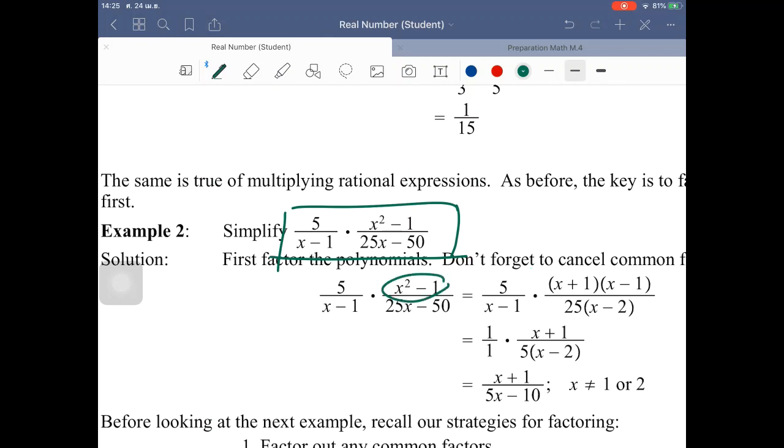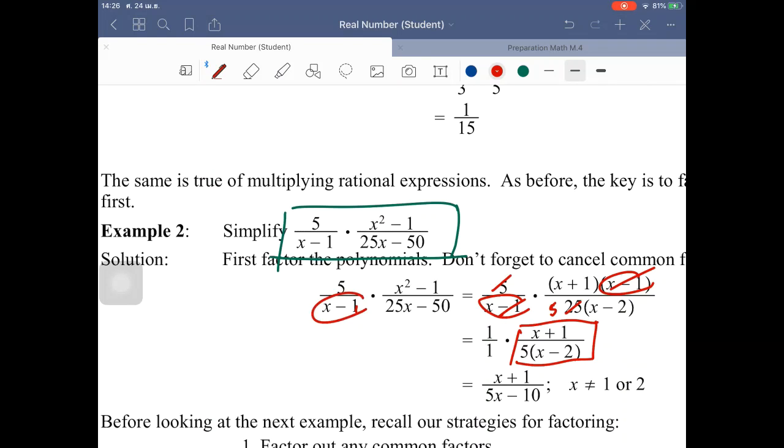But this one, x squared minus 1 can be x plus 1 and x minus 1. Just factorize. And this one, 25x minus 50, factorize to be 25 times x minus 2. Take the common factor out, and then after this you just eliminate some terms. You see this one and this one are the same, so you eliminate the terms. 5 and 25. So the final answer will be this term.